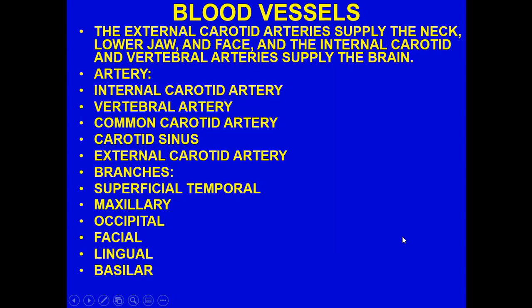Now, the external carotid arteries supply the neck, lower jaw, and face, and the internal carotid and vertebral arteries supply the brain. So you need to be aware of these: the internal carotid artery, vertebral artery, common carotid artery, the carotid sinus, the external carotid artery, and the branches, including the superficial temporal, maxillary, occipital, facial, lingual, and basilar.